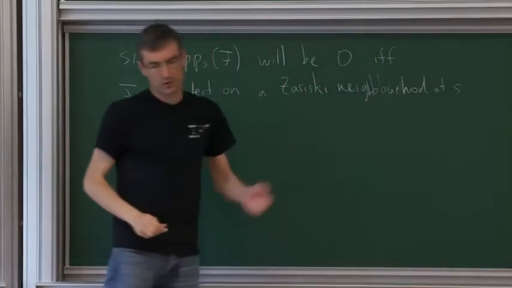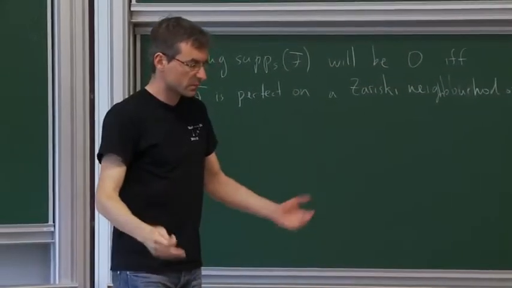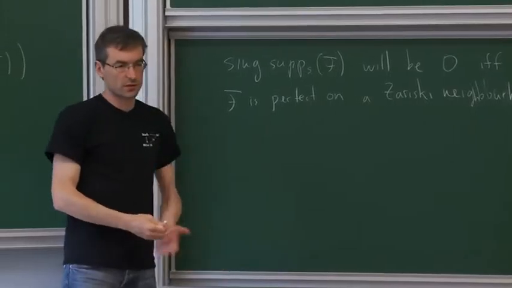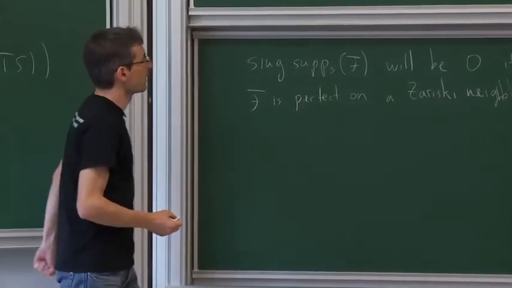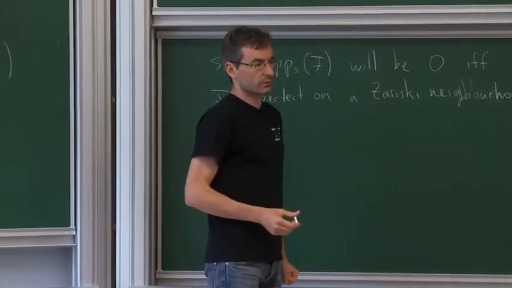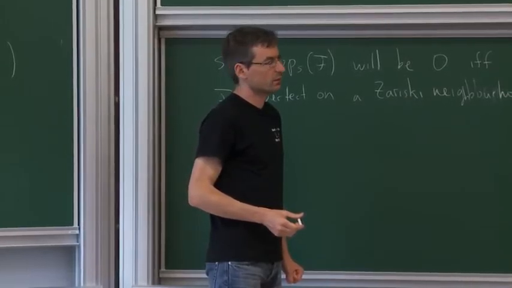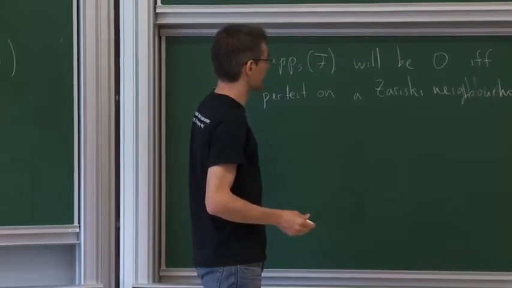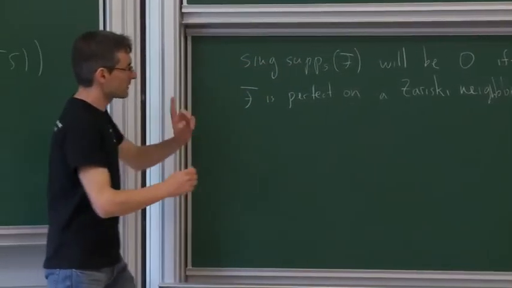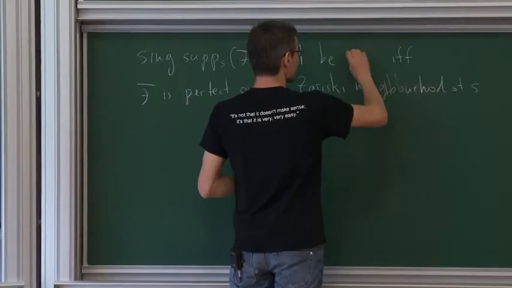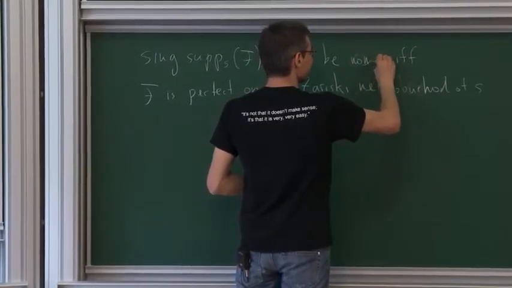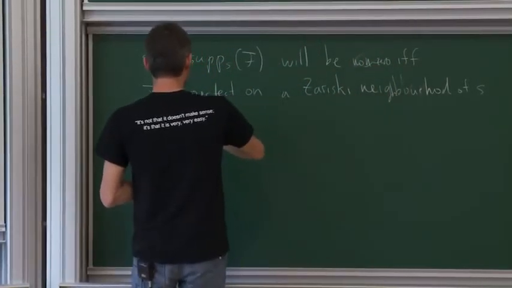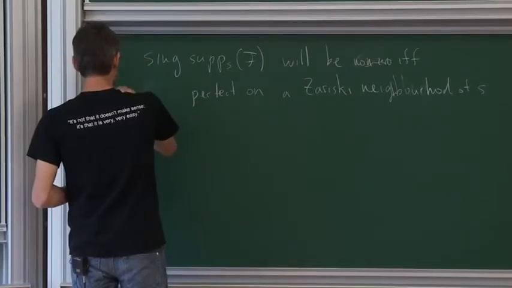So in the case of hypersurfaces, singular support is either 0 or everything. So you mean it will be 0 or empty, because you can say 0. It is empty. Yeah, for 0 we discussed this last time. Okay, let me say non-zero. Be non-zero, and then if and only if is not perfect.